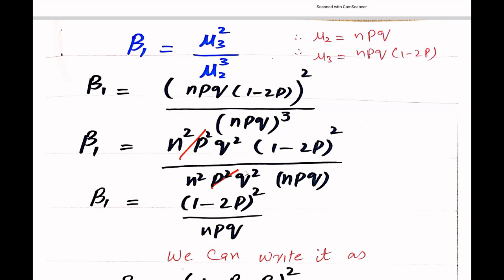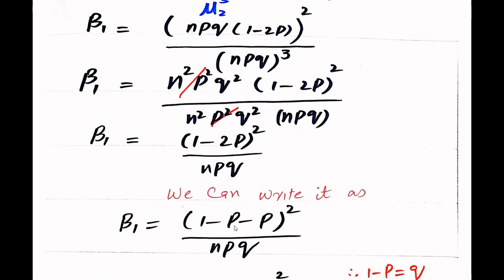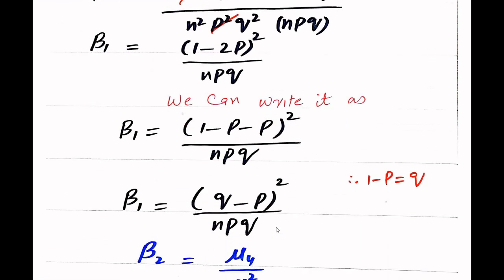Cut this term with this term, we are left with beta 1 equals 1 minus 2p whole square over npq. We can write it as 1 minus p whole square over npq. Writing 1 minus p as q, we get q minus p whole square over npq. So we prove beta 1 is equal to q minus p whole square over npq.